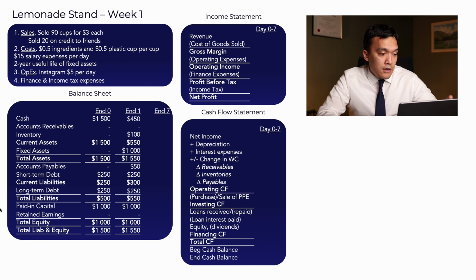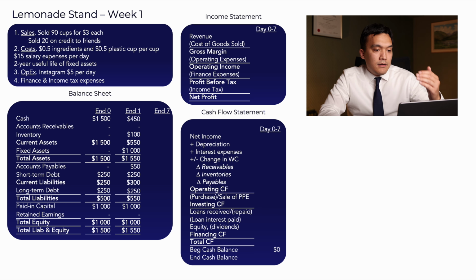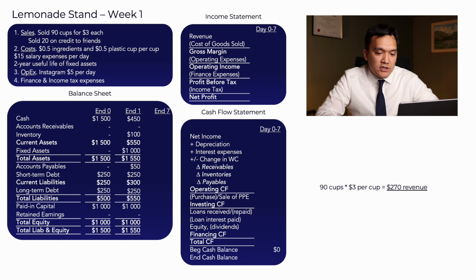As you can see, on the balance sheet, we show at the end of day 1, we have cash flow statement and income statement. So again, at the beginning of week 1, we had no business, so we had no cash, nothing. And we will show on the cash flow statement and income statement what happened during the week to explain how we got to the end of day 7 balance sheet. Let's start with the income statement. We sold 90 cups for $3 each, so we had $270 of sales.